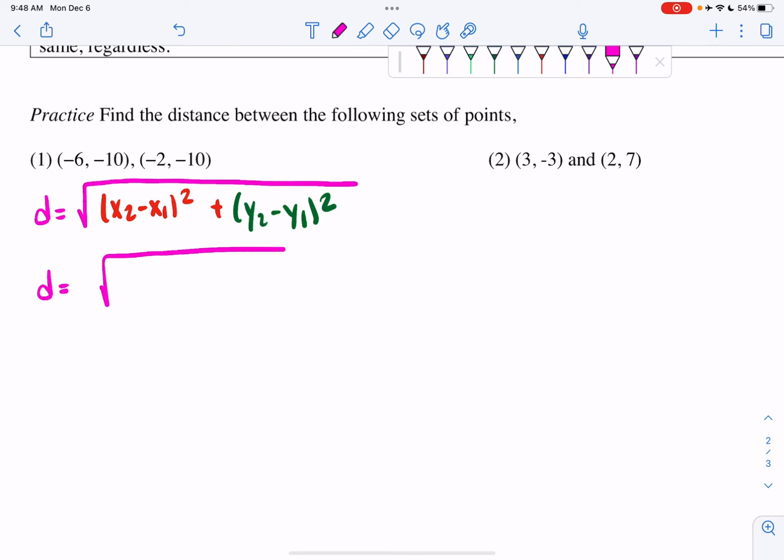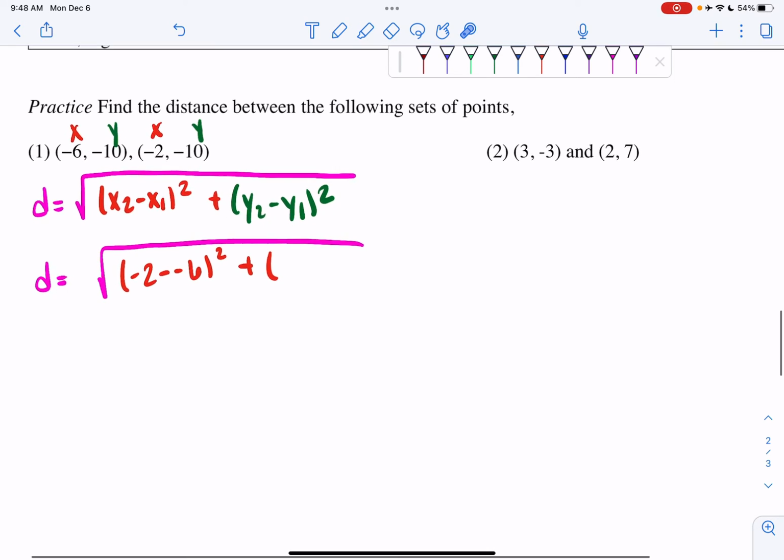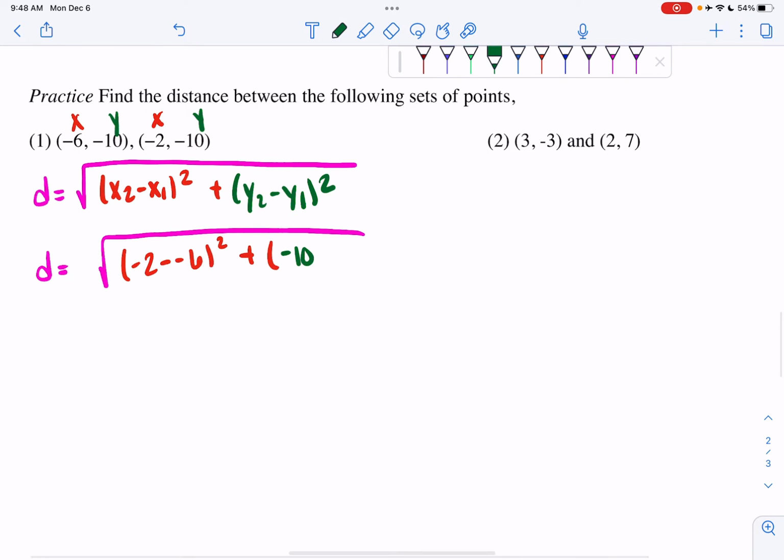I'm going to color code it, that way we see everything. So distance is equal to the square root. I have x values, and then I have y values. So if I look at this problem, I'm going to do -2 minus -6, and then square it. And I'm going to add y2 minus y1, or in this case, -10 minus -10 squared. I'm going to keep color coding, so I'm going to keep it green.